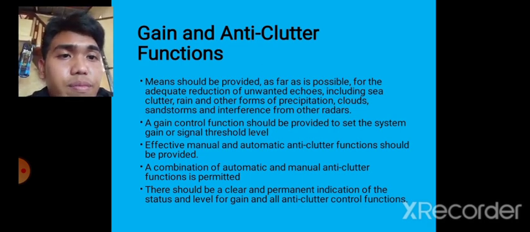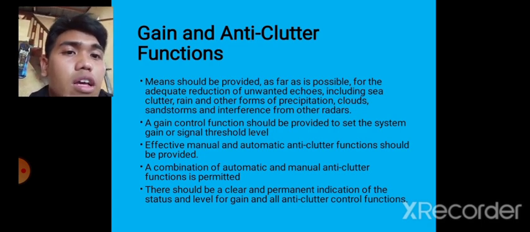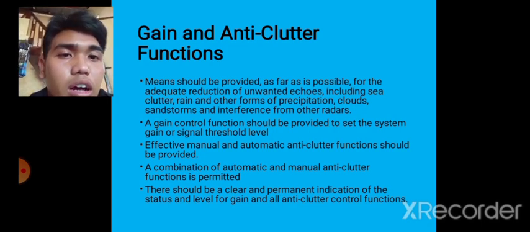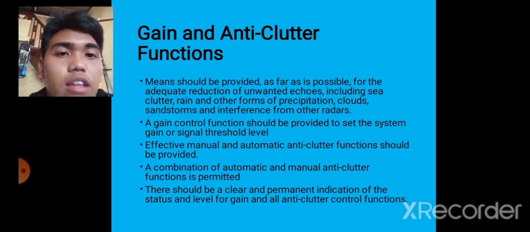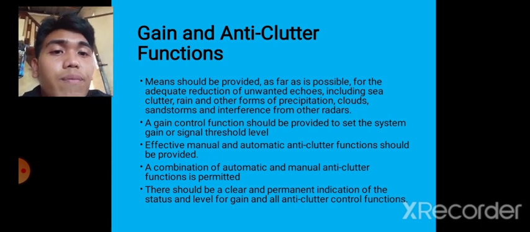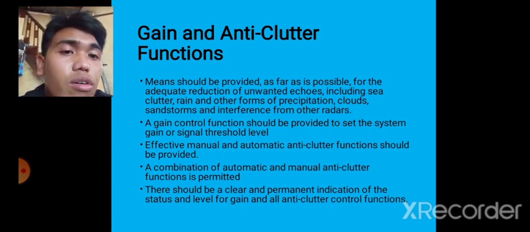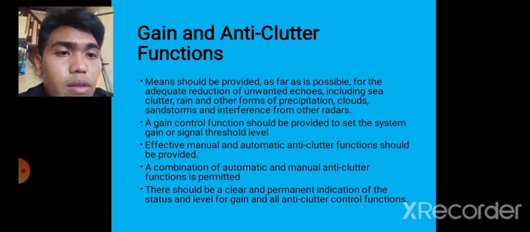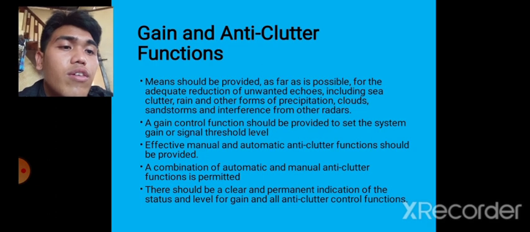So it should provide the detection of the targets as soon as possible, even if we're encountering any kind of clutter. Next, a gain control function should be provided to set the system gain and/or signal threshold level. Effective manual and automatic anti-clutter functions should be provided.